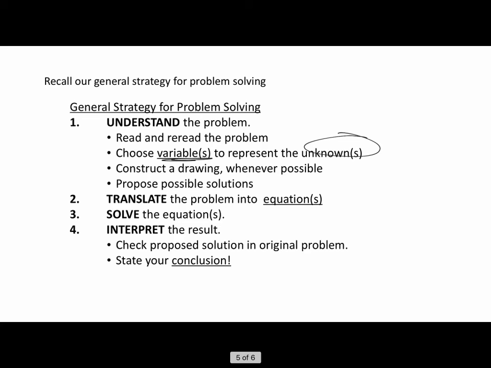it should be sometime after it's thrown. That's why negative doesn't make sense. So think about what the solution would look like. Translate your problem into an equation or equations, depending on how many variables you have. And solve the equation. Interpret your result. Check to make sure it makes sense in the original problem and answer the question by stating your conclusion.